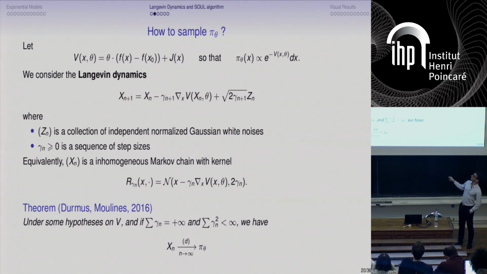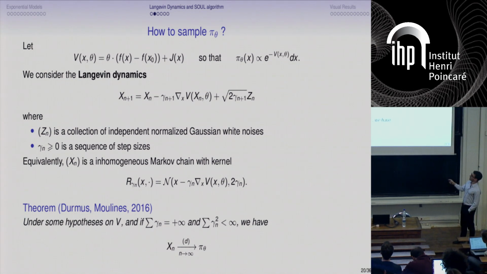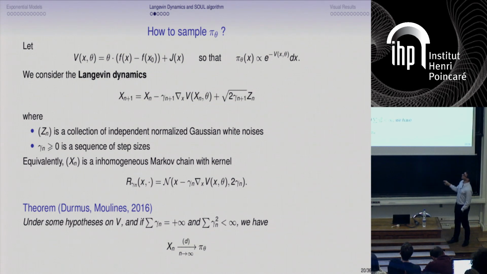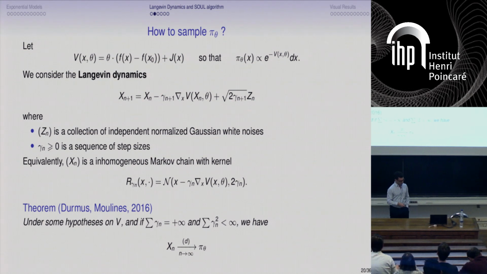So we have, again, theta times the features. I've put the x0 here, but it does not matter because you can absorb it into the partition function, plus the regularization. One possible algorithm to sample such a distribution in the continuous framework is to use the discretized Langevin dynamics. You can understand that as a gradient descent on the functional V, but with some random component added at each iteration.